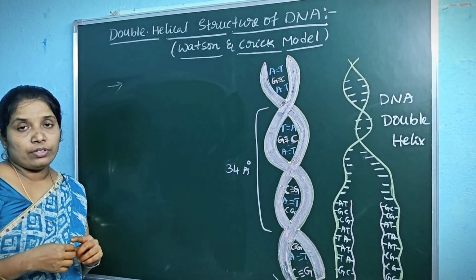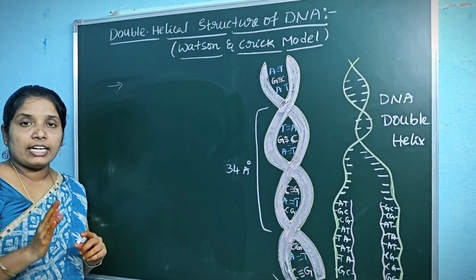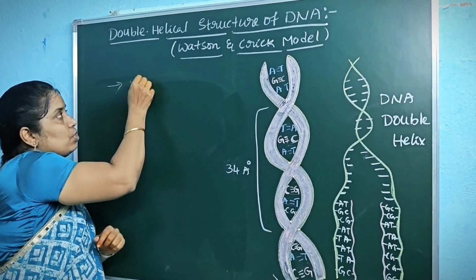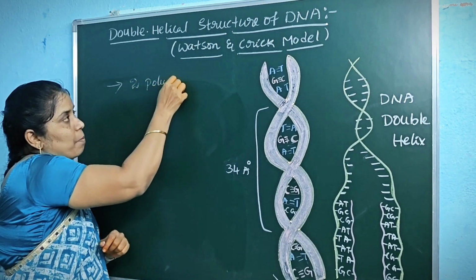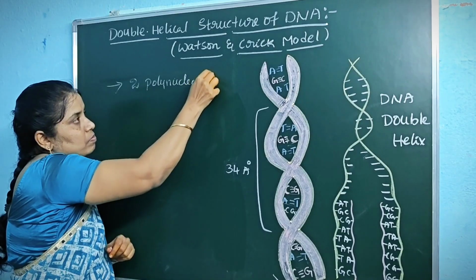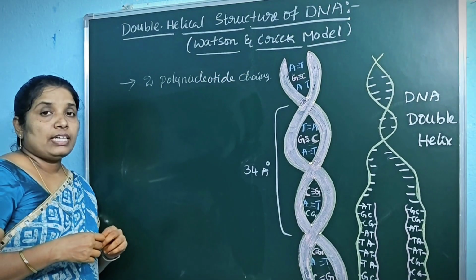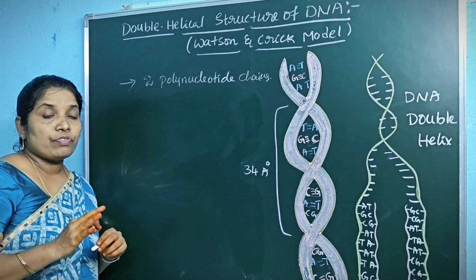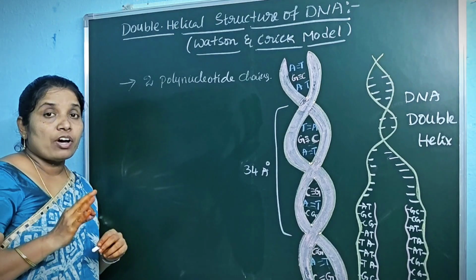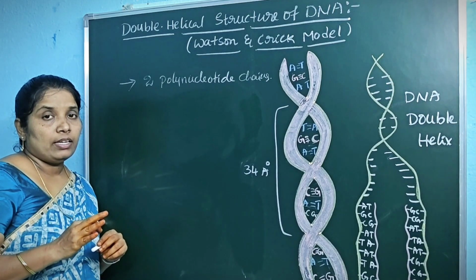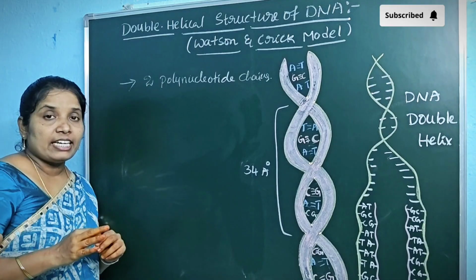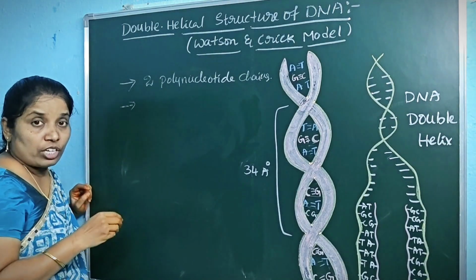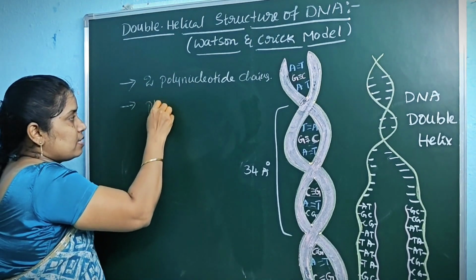The DNA molecule consists of two polynucleotide chains. So these are the two polynucleotide chains. Each strand consists of many nucleotides. In between nucleotides there are phosphodiester bonds. So the backbone of DNA is nothing but phosphodiester bonds. The nucleotides are joined together by phosphodiester bonds.